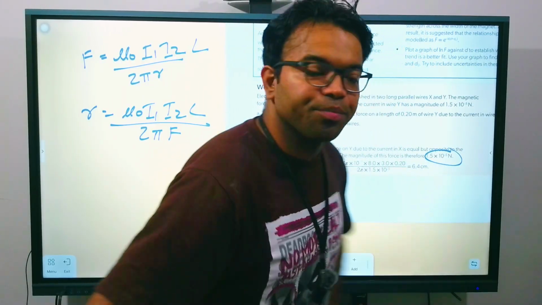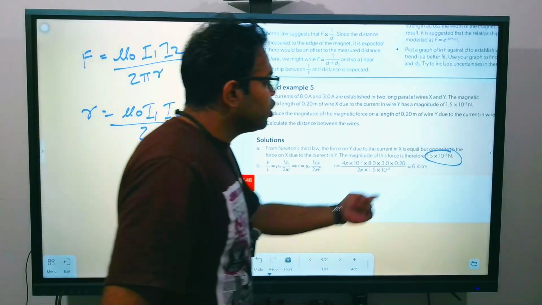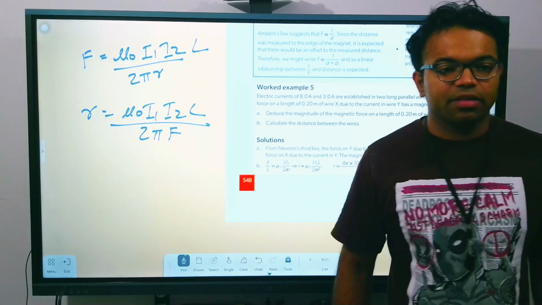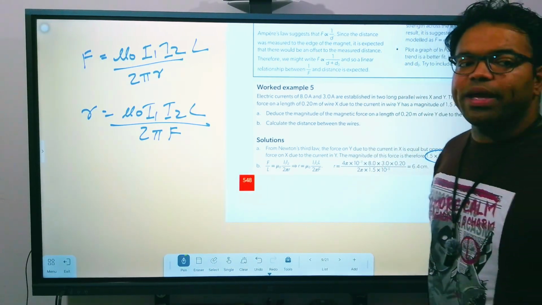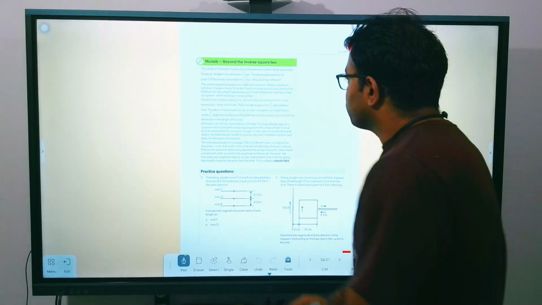Exactly. Understood? So if you deduce this formula and put the values in the calculator, you will get 6.4 centimeters. Clear? 6.4 into 10 to the power minus 2 meters is what you will get, but you can call it 6.4 centimeters. Let's move on.